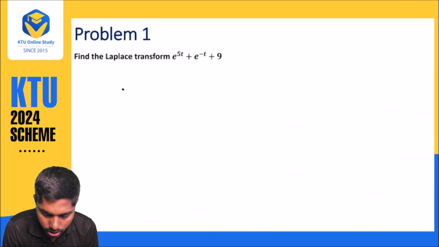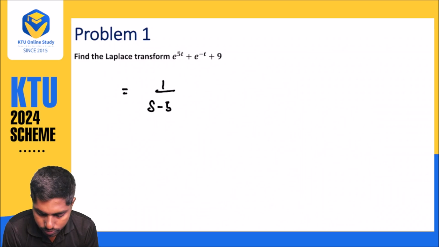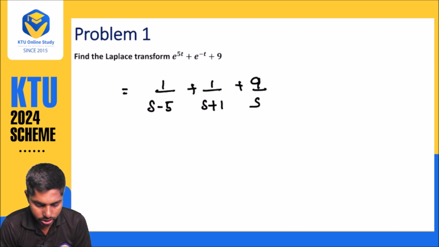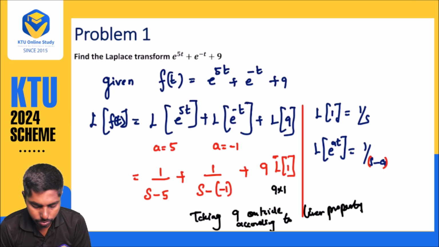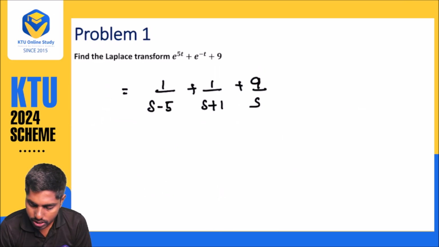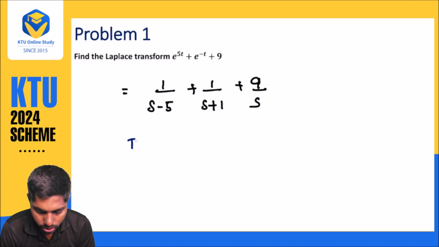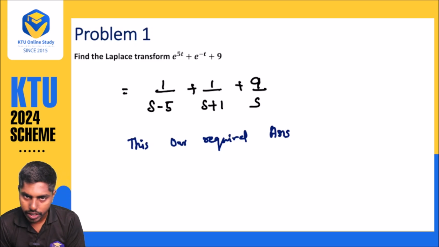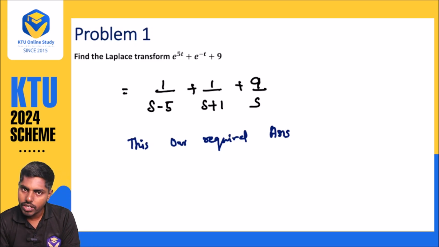So the answer we will be getting is 1 divided by s minus 5 plus 1 divided by s plus 1 plus 9 divided by s, since L of 1 is 1 by s. This is our required answer. So that's the thing I told you: if you know the formula, it is very simple. It is just the application of that formula.